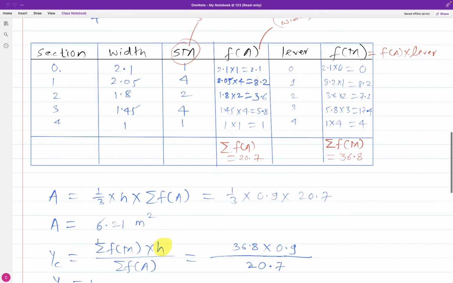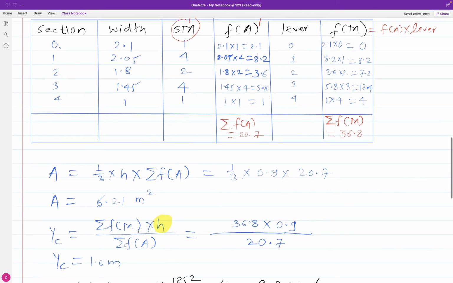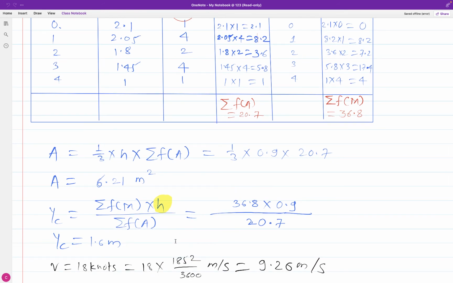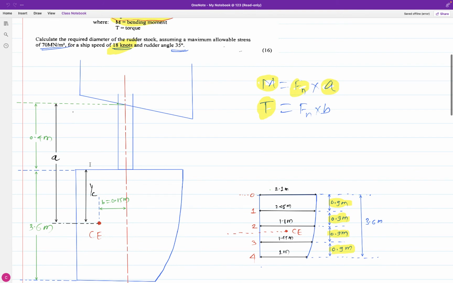How to get YC? You have to memorize this relation also: summation of f of m into h divided by summation of f of a. We will get YC. You are getting this point? Okay, this area and YC. And why do we need YC? What is the purpose of YC? To get the small a.